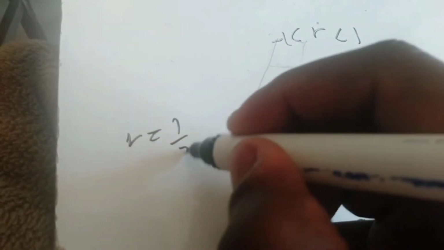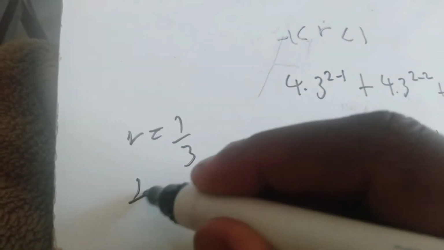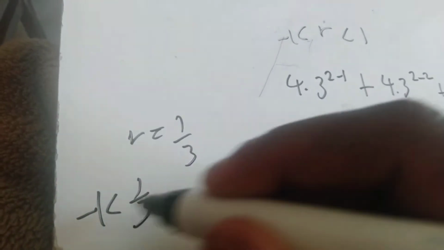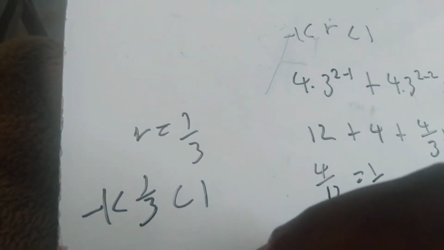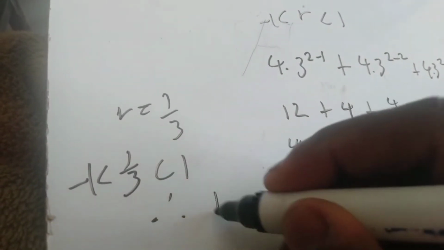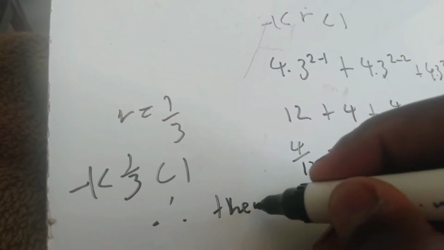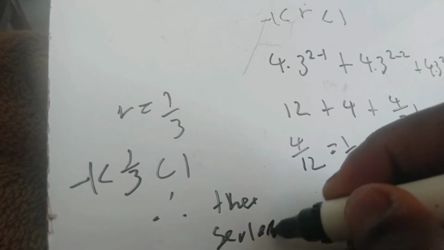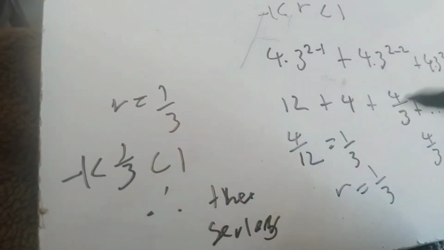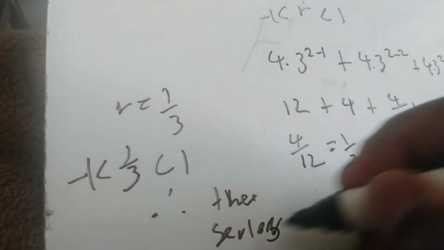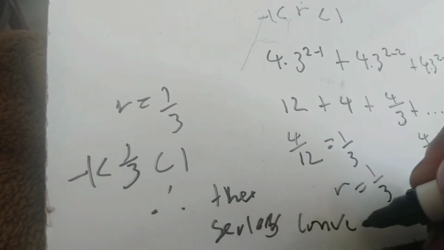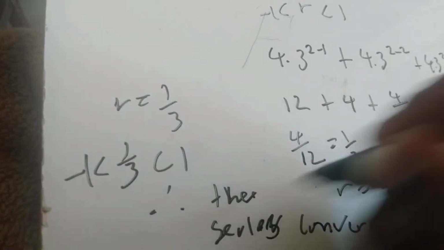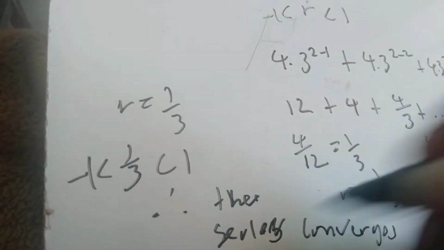So now you will tell them that r is equal to 1/3, and 1/3 is between -1 and 1. Then you will say, therefore, the series converges. Don't mind my handwriting, I'm just writing roughly to give you an idea of how to write converges, right? So that's what you will tell them. You'll say, therefore, the series converges.